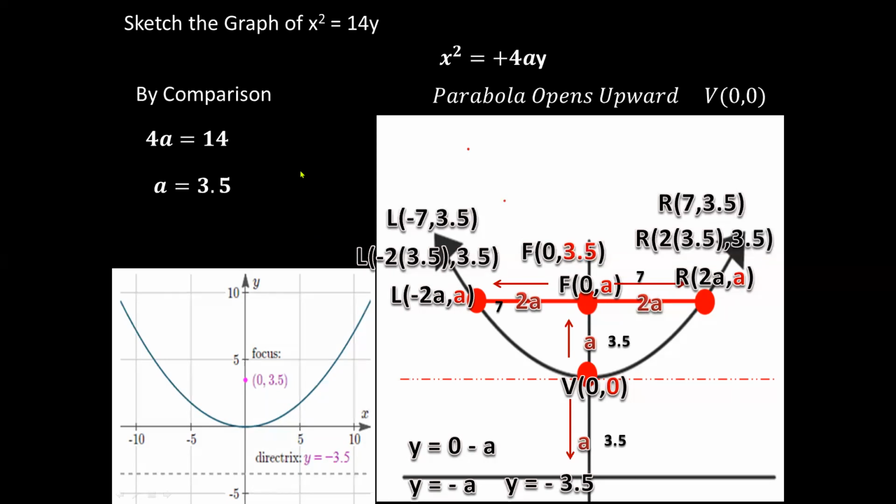Naintindihan ba niyo yung problem number 2? Malinaw ba ang pagkakasketch ng graph natin ng x squared equals to 14y? Hello mga anak. Klaro ba ang diskusyon natin? Malinaw ba? Walang question. Malinaw ba ang pagkakadrawing? Okay, very good. Now, let us move to another problem.